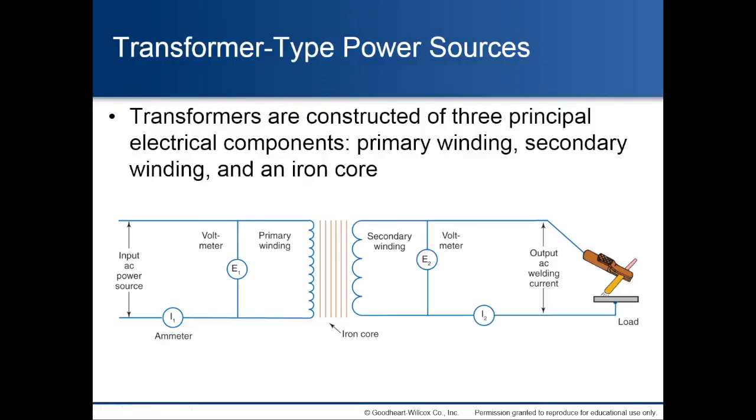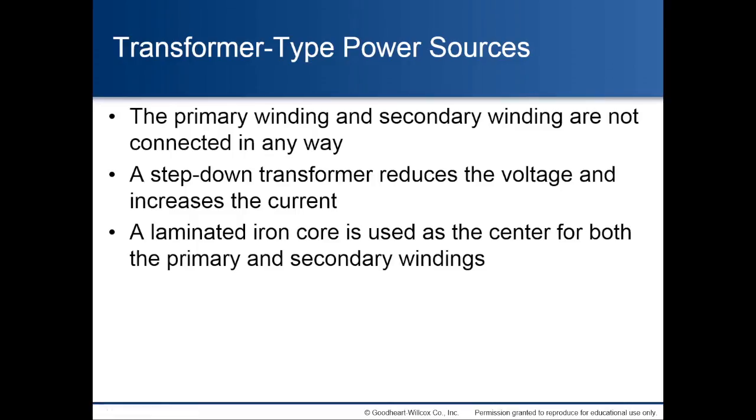Transformer type power sources. Transformers are constructed of 3 principal electrical components: primary winding, secondary winding, and an iron core. Sounds like a test question to me. You will find a good description of this also in your textbook. The primary winding and secondary winding are not connected in any way. A step-down transformer reduces the voltage and increases the current. A laminated iron core is used as the center for both the primary and secondary windings.